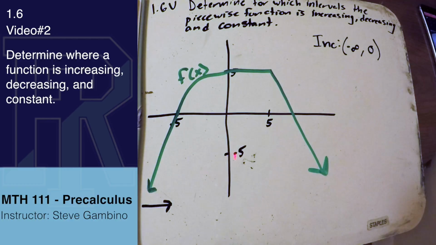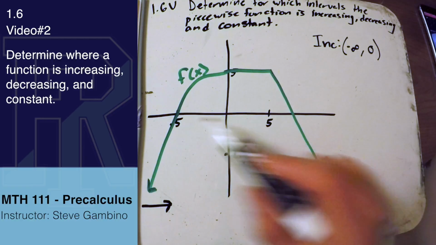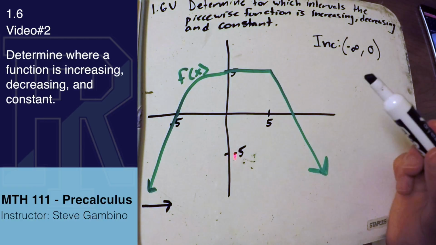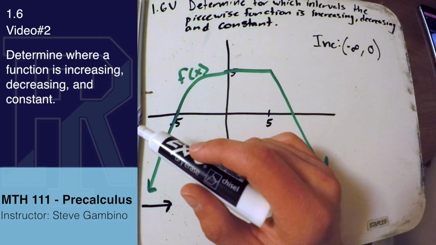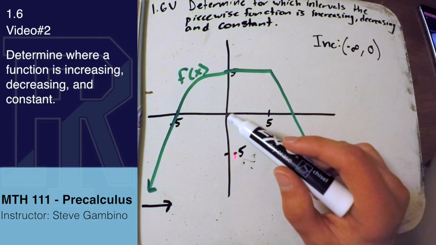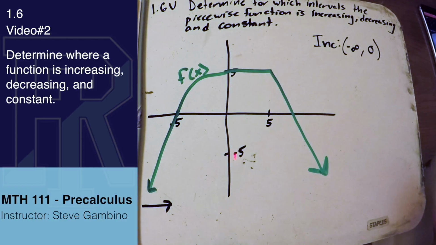When we go to write the intervals here, what we're referring to again is the x along the x-axis, the intervals along the x-axis. So in this case, from x values negative infinity all the way up to x values 0, this is going to be an increasing function.